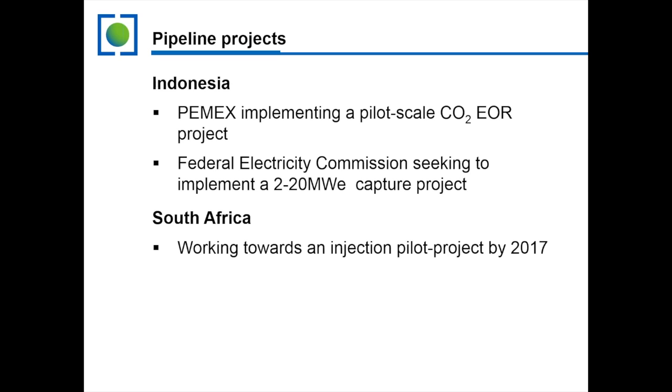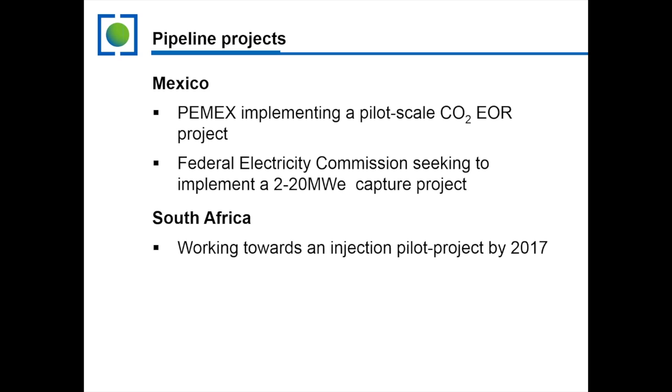Now, I believe the plan is to capture about 30 tonnes a day for the pilot project, but don't quote me on that. And there is significant scale-up opportunity for this project to take it from a pilot scale to a larger scale project.